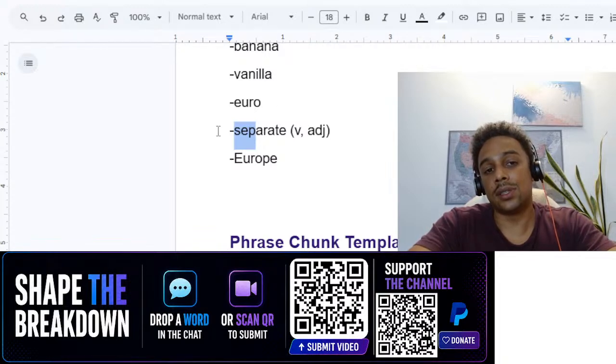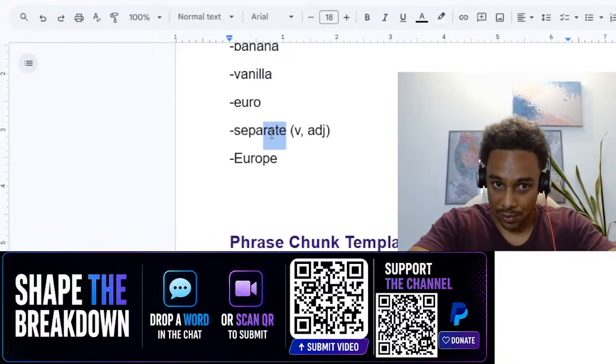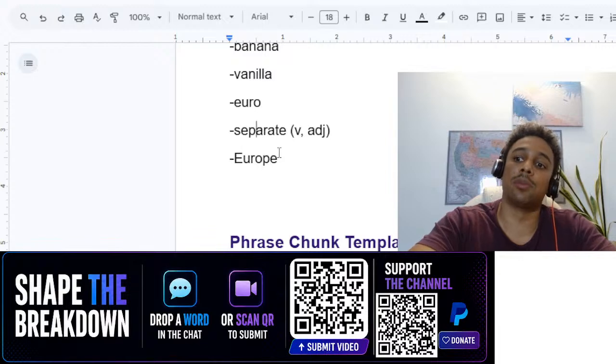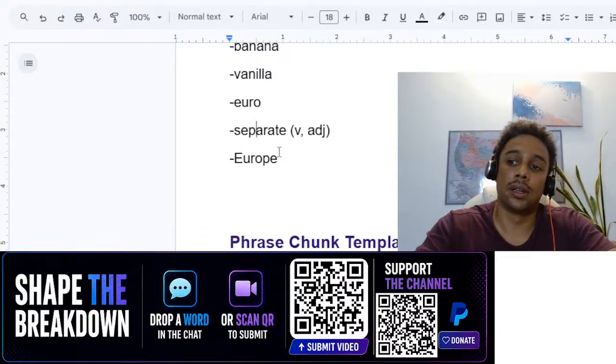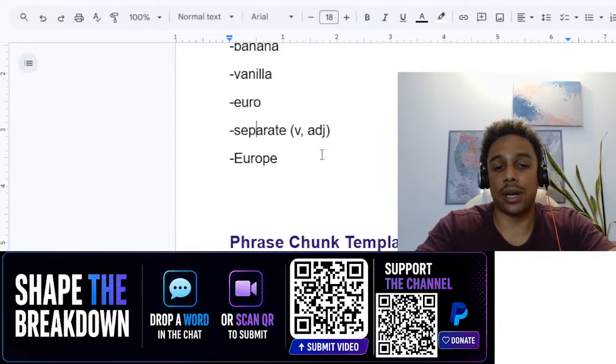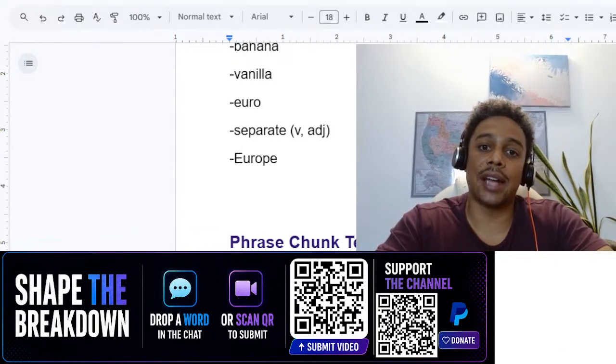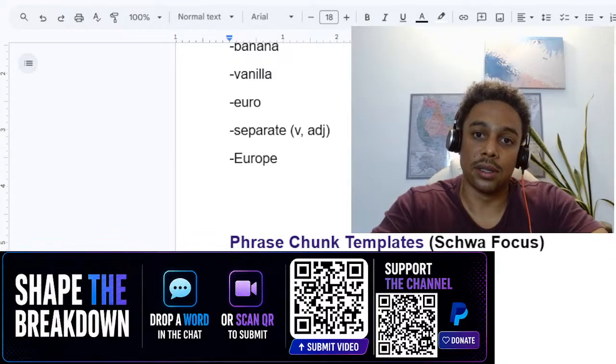Separate. Separate. But if it's an adjective, this turns unstressed, and we create the lazy schwa. So I don't pronounce three syllables. I only pronounce two. I'll say separate. Separate. So if it's a verb, separate. And if it's an adjective, separate.